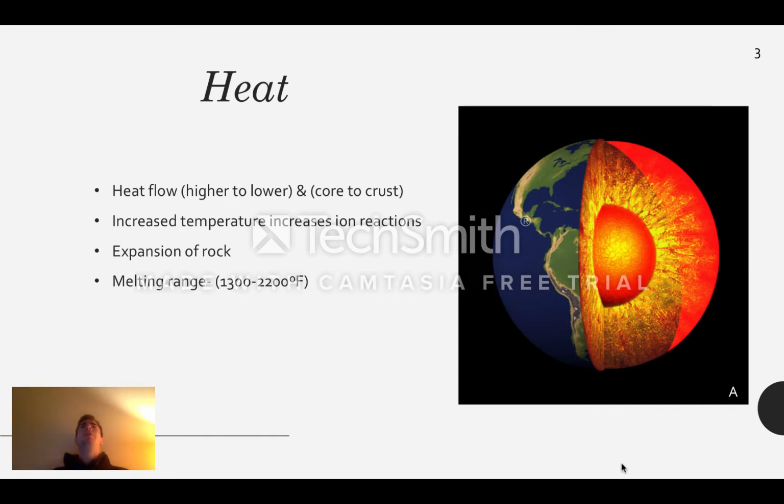But if all of the bonds break in the rock, then it turns into magma. And the typical melting range of a rock is between 1,300 and 2,200 degrees Fahrenheit.